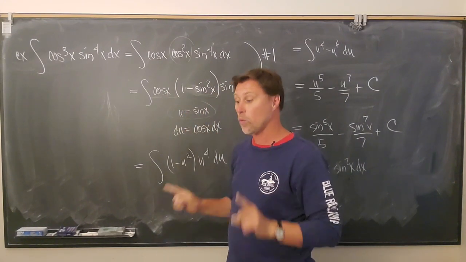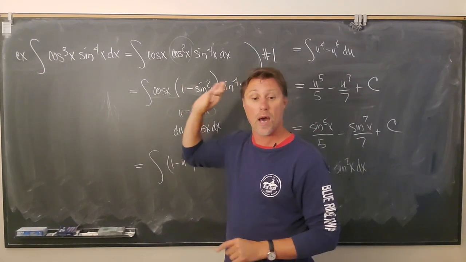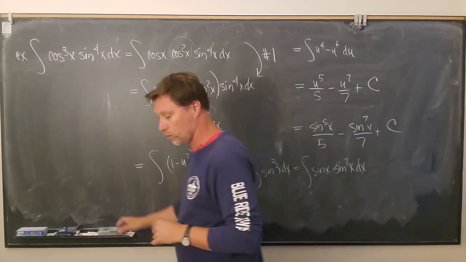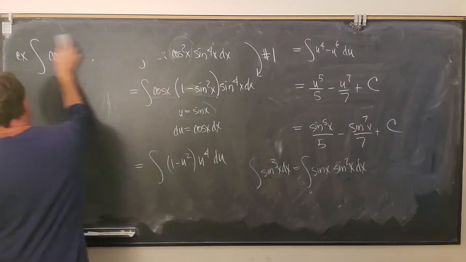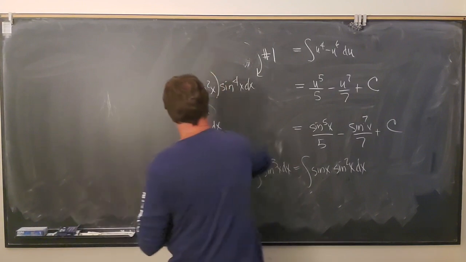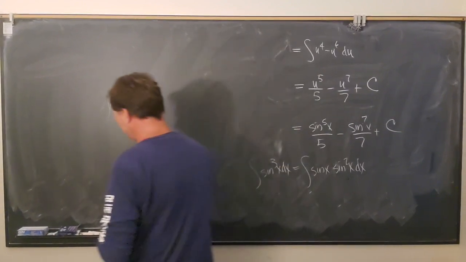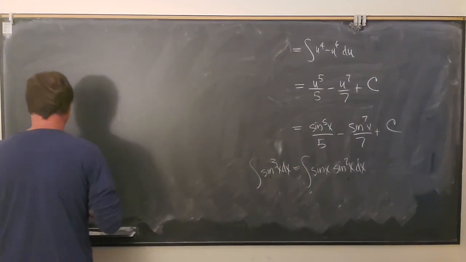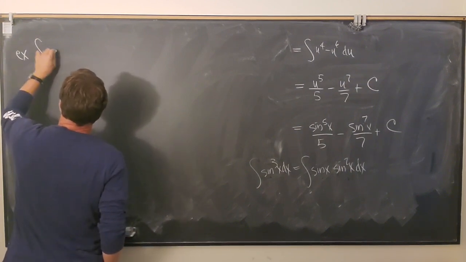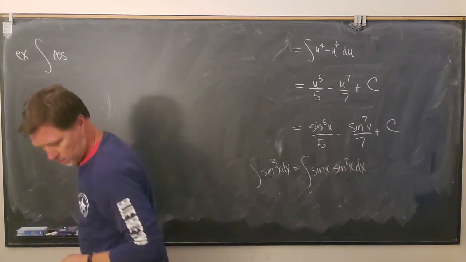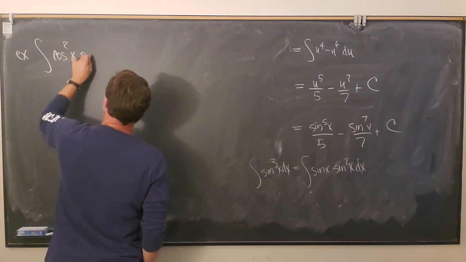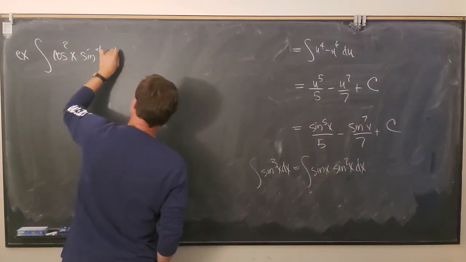So this trick works whenever you have either an odd power of cosine or an odd power of sine, or odd powers of both. Right? That trick will work. So odd power of either sine or cosine, that's great. Even power is a little more tedious, I guess I should say. So let's look at this example now. Let's do cosine squared x times sine to the 4th x dx.